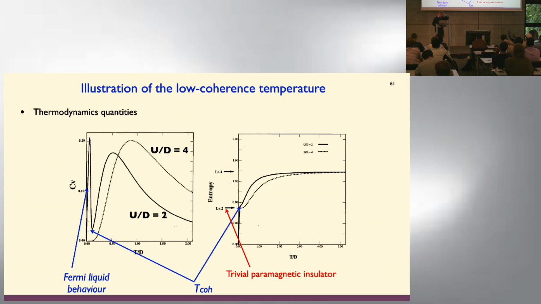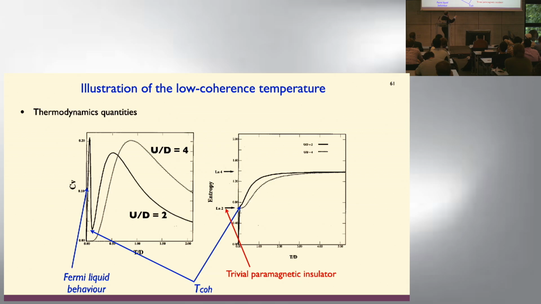So we can illustrate, for example, the low coherence temperature on thermodynamic quantities. Here's the specific heat that you have here. Here you find the Fermi liquid behavior, the linear as a function of temperature, and then some intermediate regimes. And here the gapped behavior for large U, that's of course in the metal, and this one, the dashed one, is in the insulator.